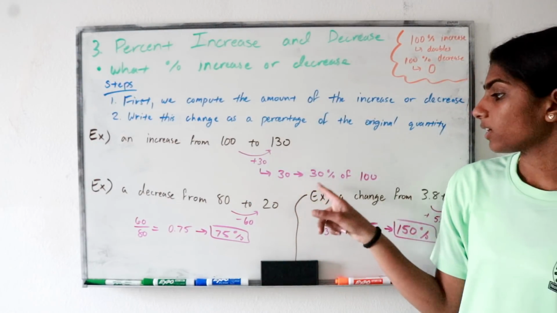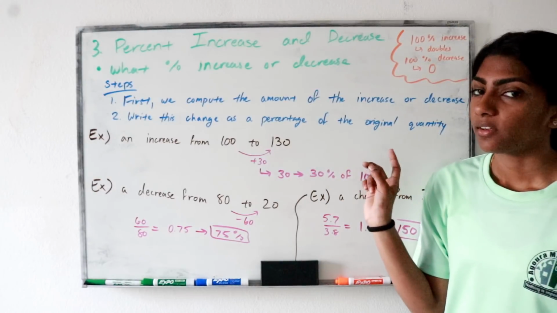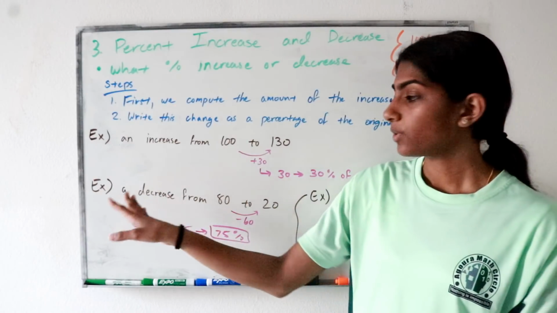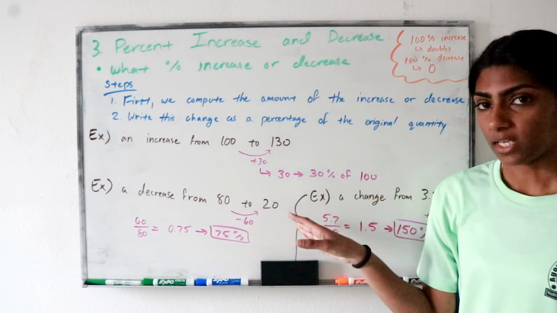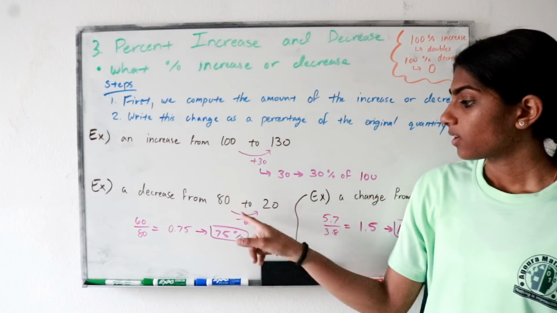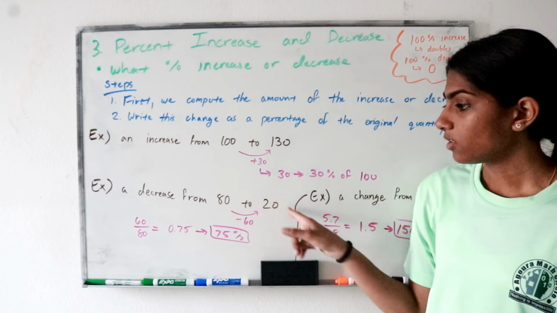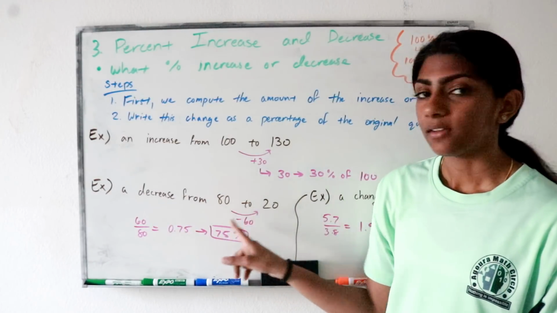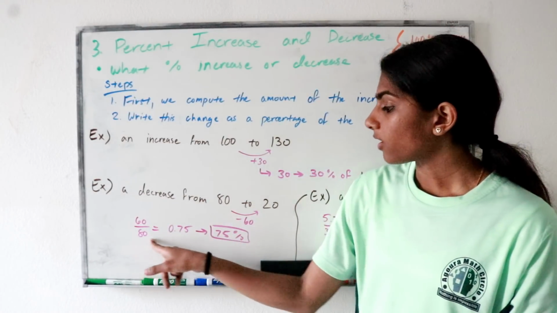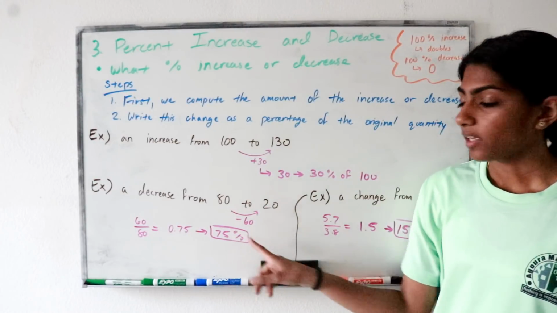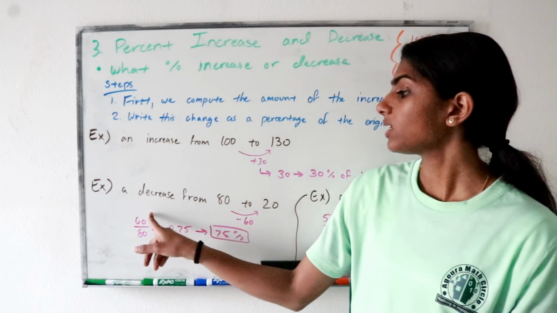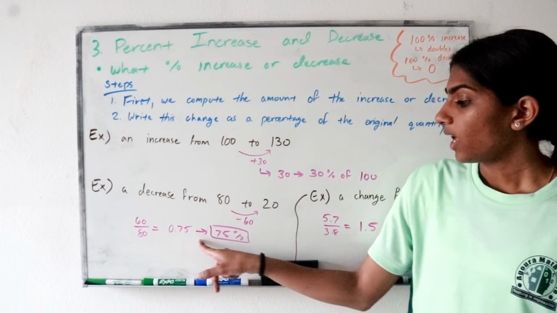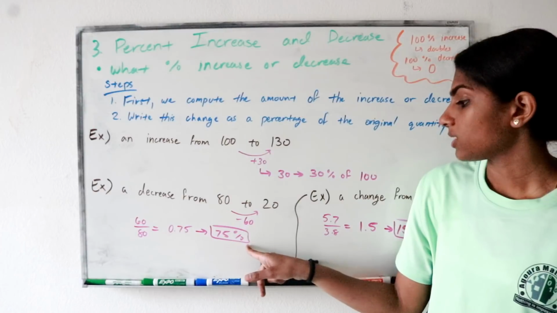So we know that 30 is 30% of 100. That's easy because the original is just 100. But let's look at these harder ones right here. We're doing a decrease from 80 to 20. So first, find the difference. We're doing minus 60 to go from 80 to 20. Then you're going to put this over the original quantity. We're starting with 80, so we put 80 at the bottom, and then whatever we're changing by. We're decreasing by 60, so we put 60 over 80. And what does that equal? 0.75. And we turn that into percent form, which is 75%.